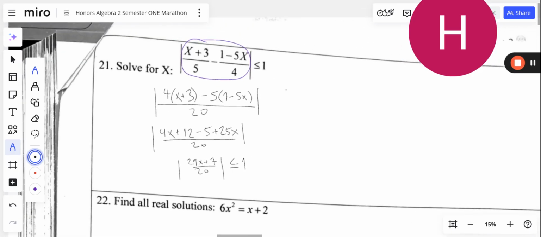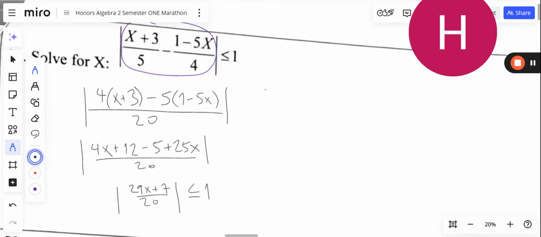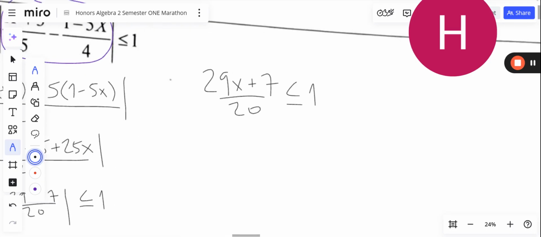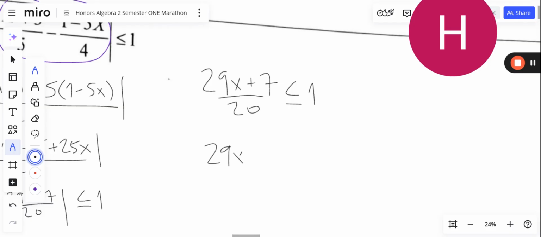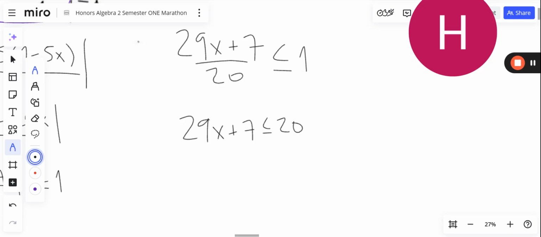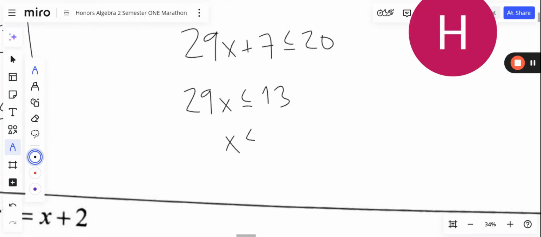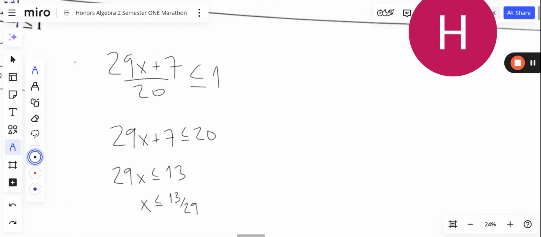So that gives us two scenarios whenever we have absolute value. It's possible that the thing inside of the absolute value is just literally less than or equal to 1. That is possible. Which would mean that 29x plus 7 is less than or equal to 20. This will give us that 29x is less than or equal to 13, meaning that x is less than or equal to 13 over 29. And it's okay that that's not necessarily a nice fraction. That's totally fine. It doesn't matter.